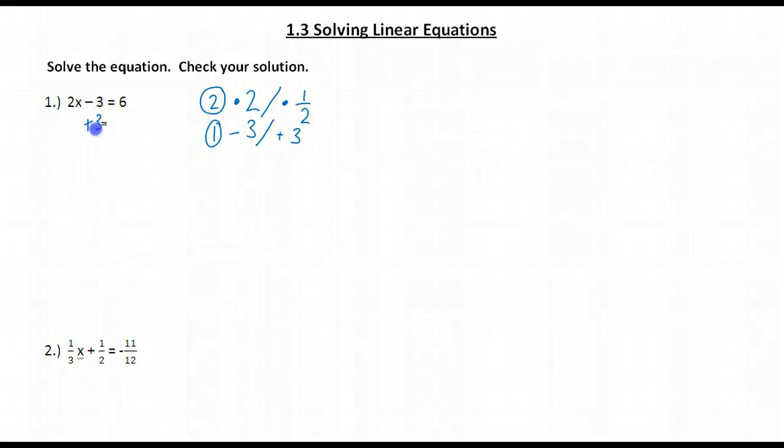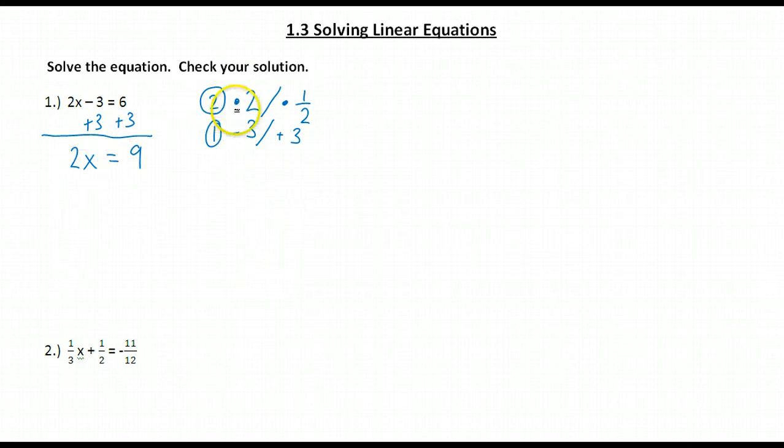Step 1, I'm going to add 3 to both sides. I'm going to drop my equal sign down. And what happens is I have inverse operations. Minus 3 plus 3 becomes 0. So I really have 2x plus 0. And any number plus 0 is that number. 6 plus 3 becomes 9.